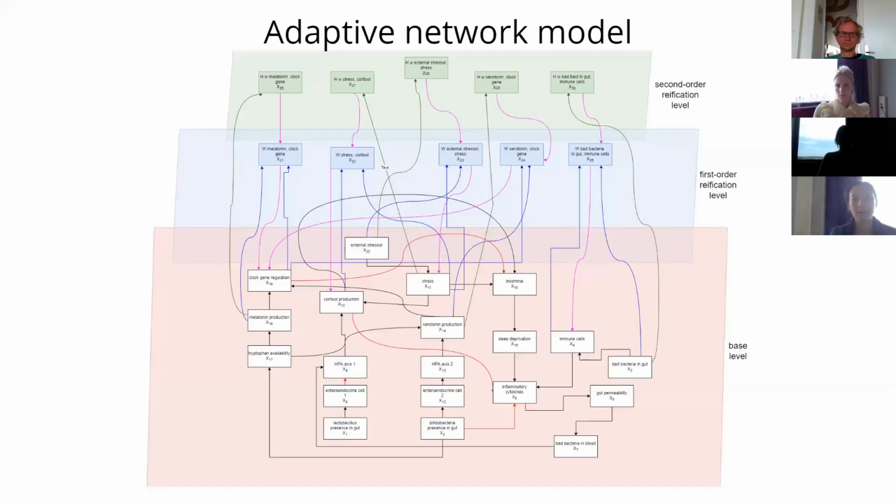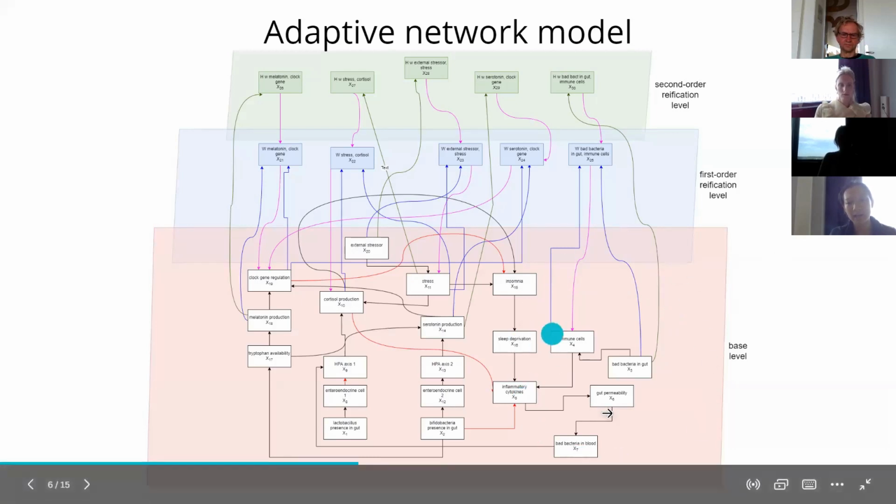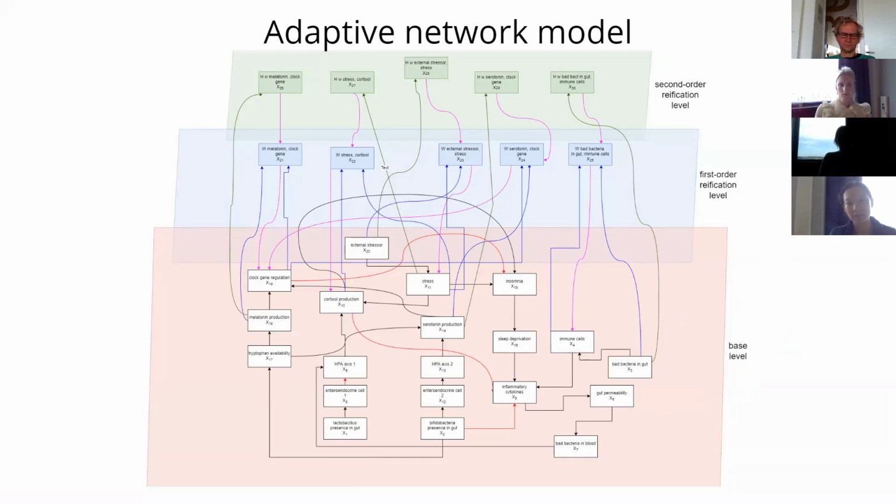Here you can see our model for the network. There are, like Claudia mentioned, two main pathways that we focused on. The first is the immune response, which you can see on the right hand of the screen, where the bad bacteria in the gut triggers an immune response, which triggers more inflammation.